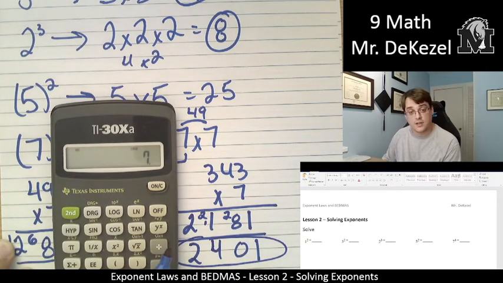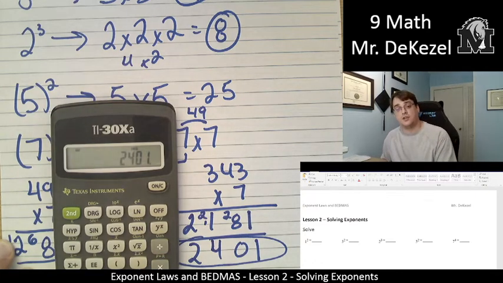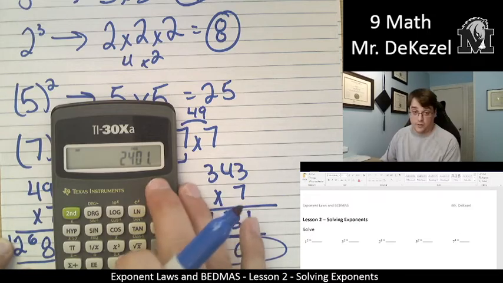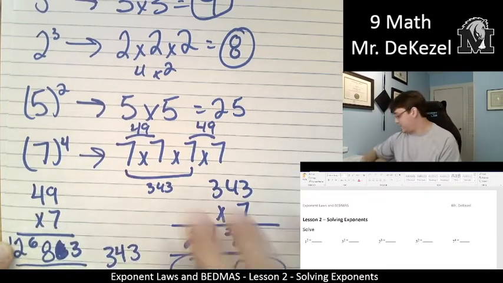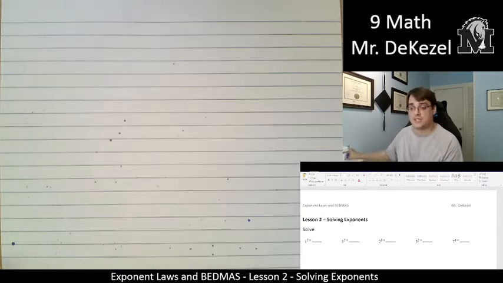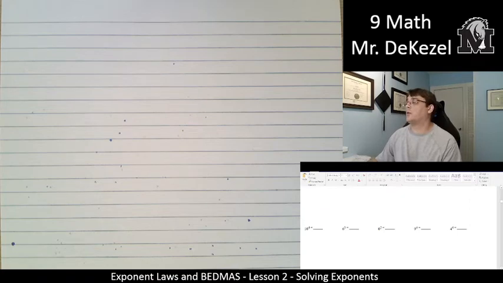7 times 7 times 7 times 7 equals 2,401. So we can do these all without our calculator. It just takes a little bit of time and focus. Let's scroll down and do a couple more. Yes. We got one more hard one in here, I think. Other than that, they're not too bad.